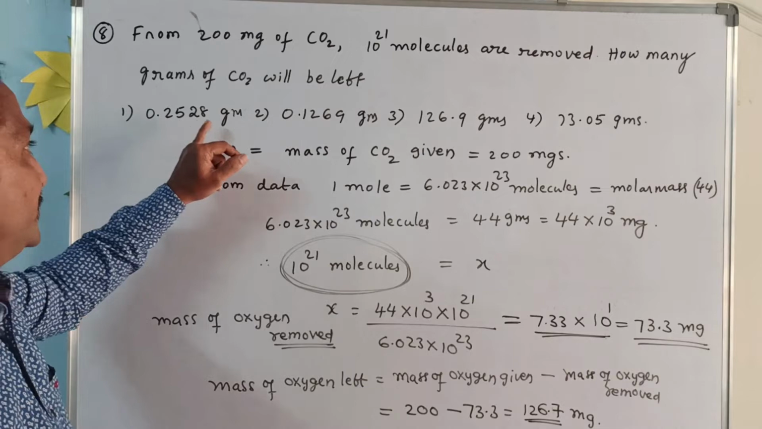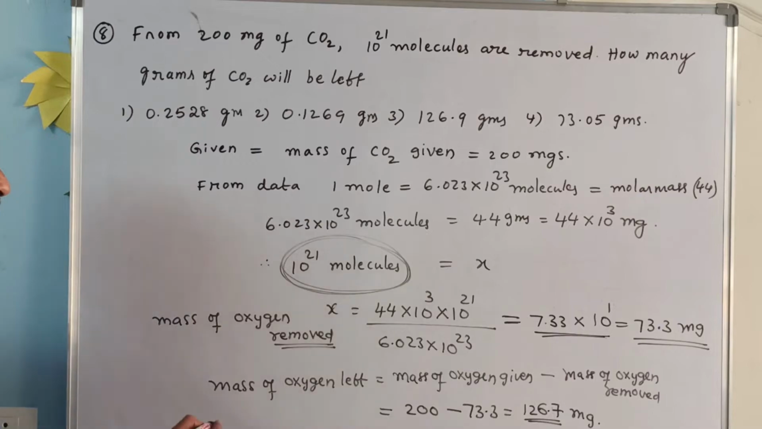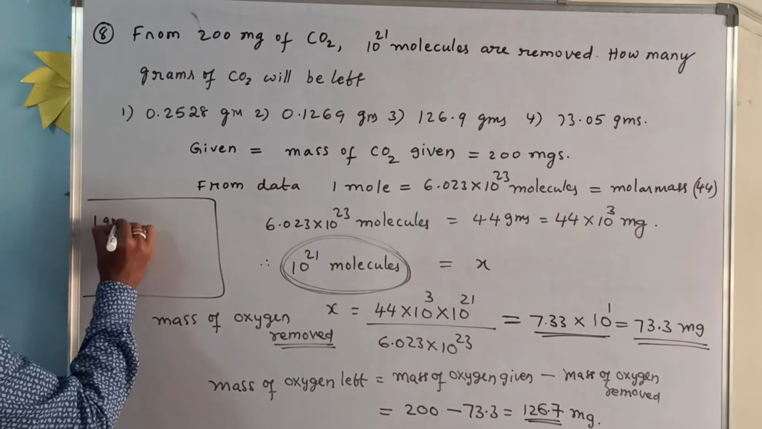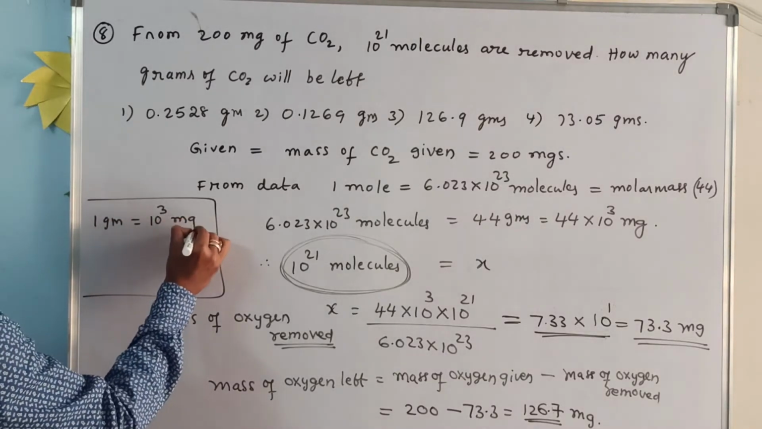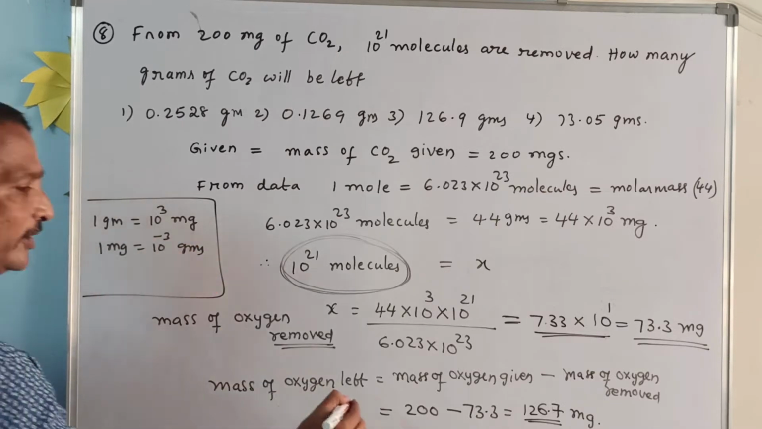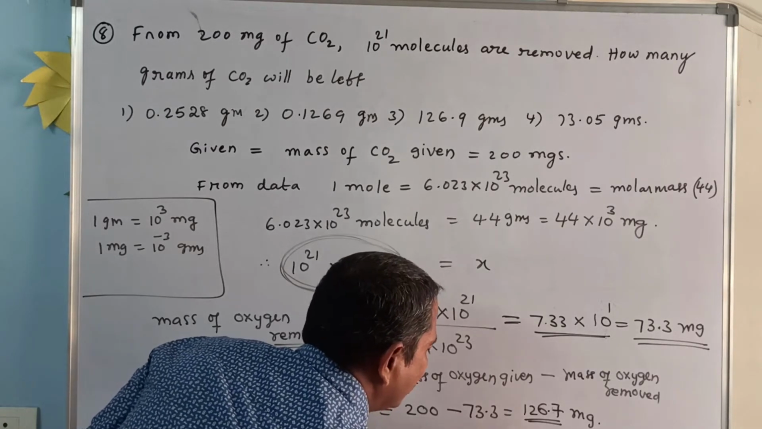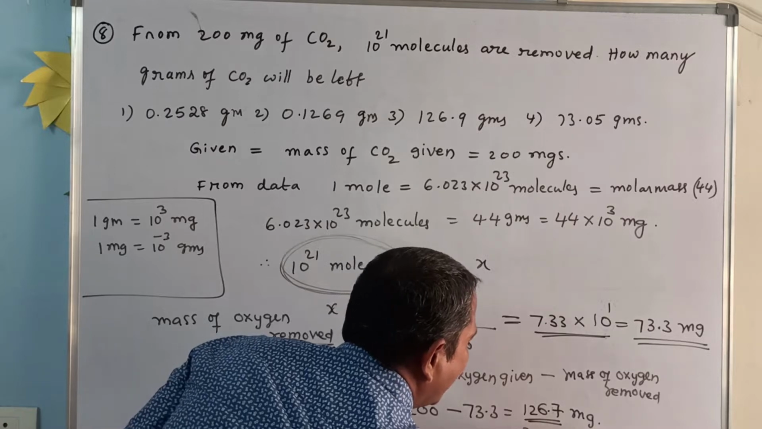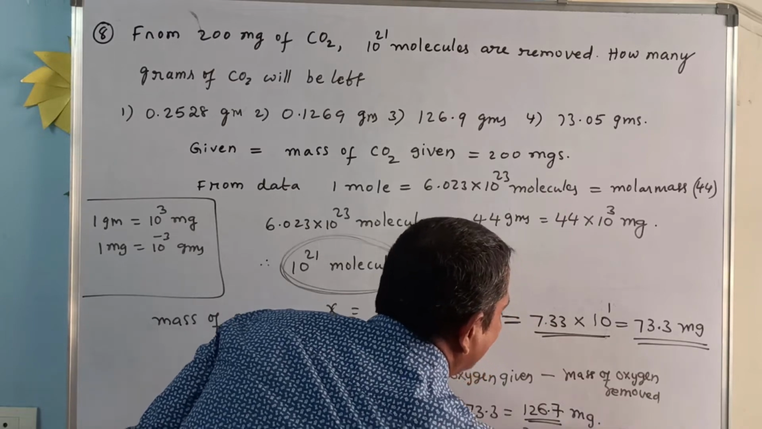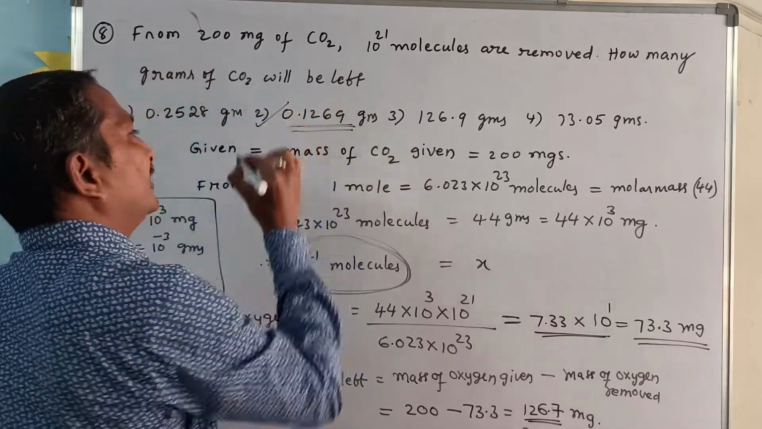Now see the options: grams, grams, grams, grams. The units are grams, but here the unit is milligrams. That's why this value should be converted. 1 gram is equal to 10 power 3 milligrams, and 1 milligram is equal to 10 power minus 3 grams. What is this value in grams? 126.7 into 10 power minus 3, that is equal to roughly 0.1267 grams. Clear? The second option is correct.